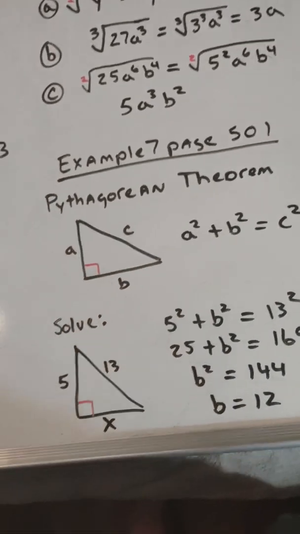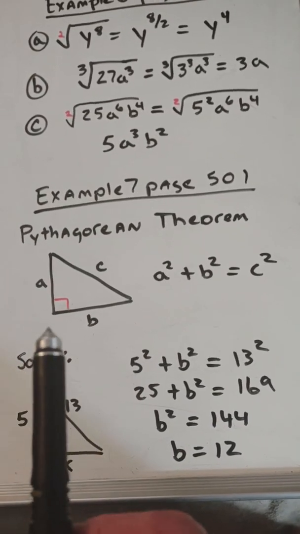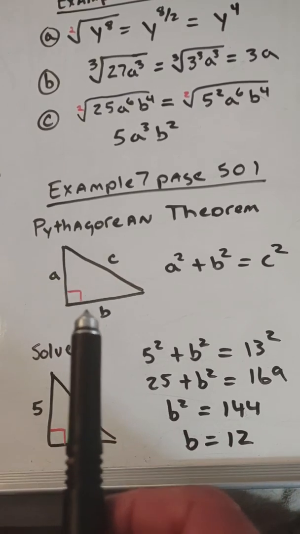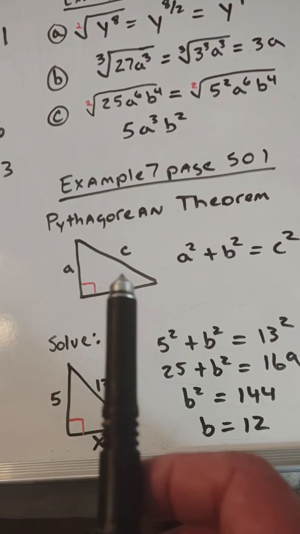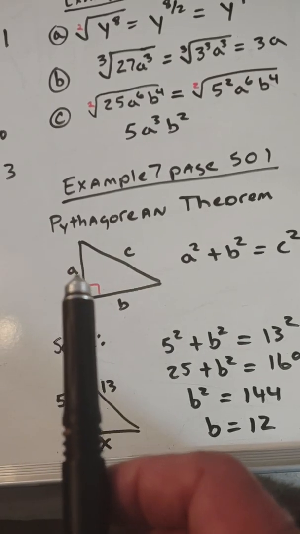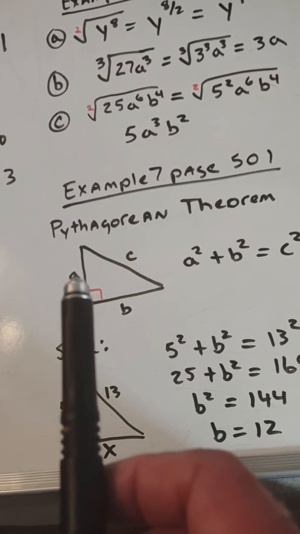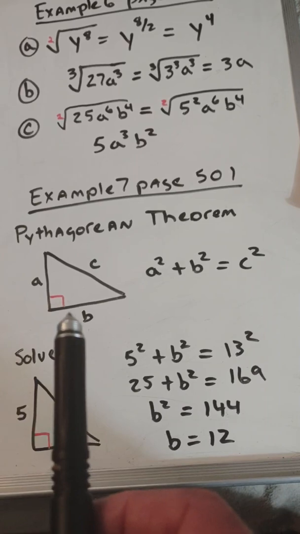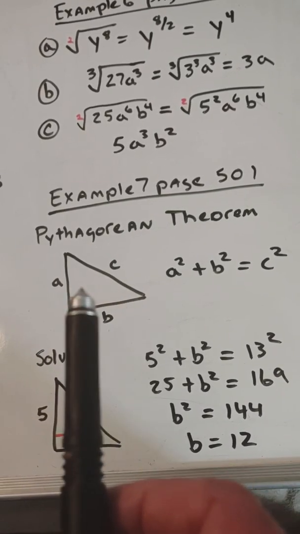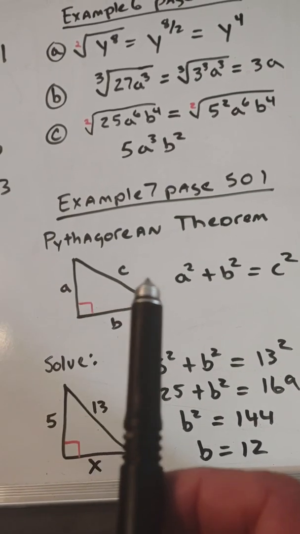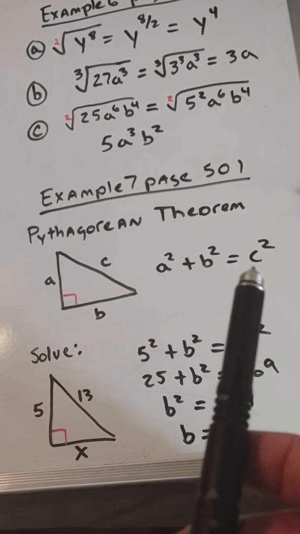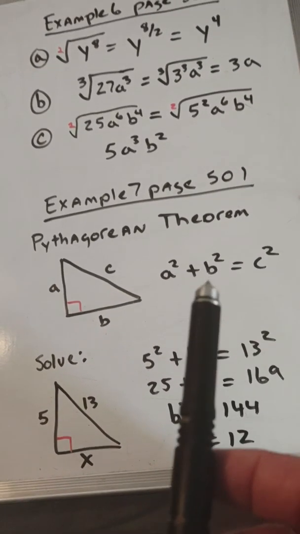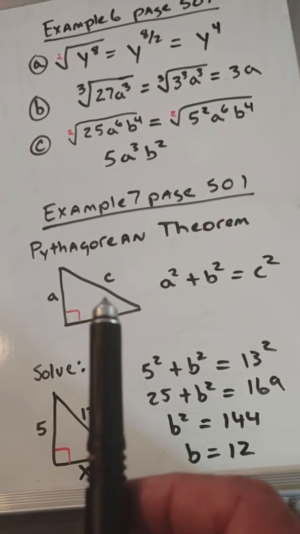Last example problem deals with the Pythagorean theorem. Make sure you understand Pythagorean theorem only works with right triangles. C is the larger side, it's the hypotenuse. Doesn't matter if you put a here or b here, or reverse and put b here and a here. It's going to be the same. Pythagorean theorem says that if I take a and square it plus b and square it, it's going to equal the bigger side, c squared. It's another way to determine if a triangle is a right triangle.